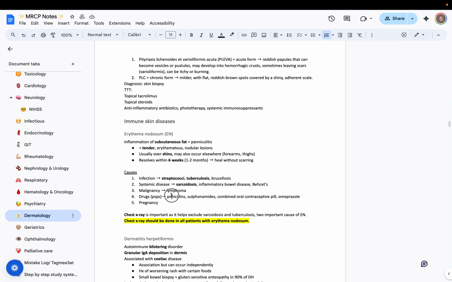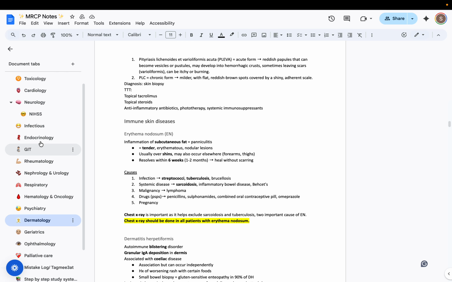Okay. Penicillin, sulfonamide, contraceptive, omeprazole, and then lymphoma, and then sarcoidosis, IBD, and Behçet, and then streptococci, TB, and brucellosis, and then pregnancy. So all of these are associated causes of erythema nodosum. And if the person has erythema nodosum, you must do a chest X-ray, because it helps exclude two important causes, which is sarcoidosis and tuberculosis.